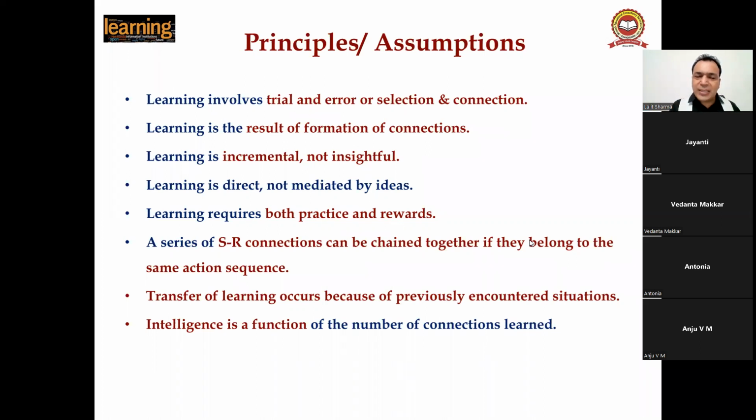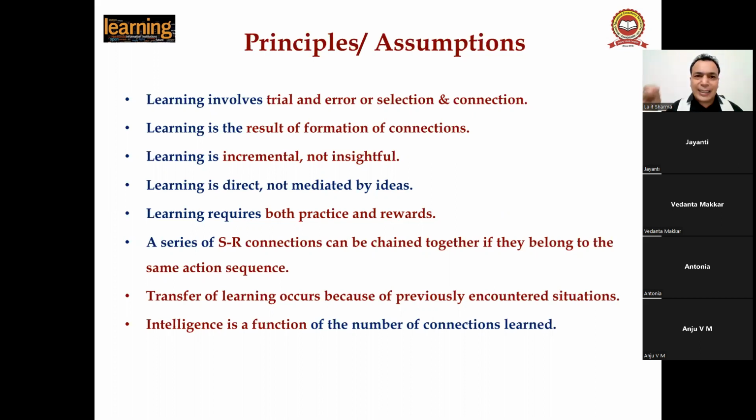The next principle or assumption is that a series of SR connections, SR means stimulus response, right? Connections can be chained together if they belong to the same action sequence. Next, transfer of learning occurs because of the previously encountered situation, right? The first time we are learning a bicycle, we fall down. Next time, we come to know where we are making the mistakes, right? So transfer of learning occurs because of the previously encountered situation.